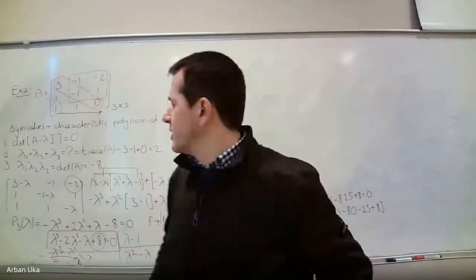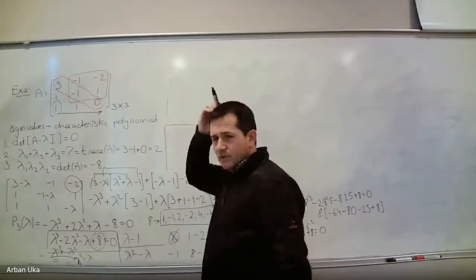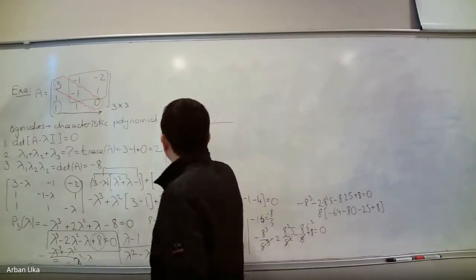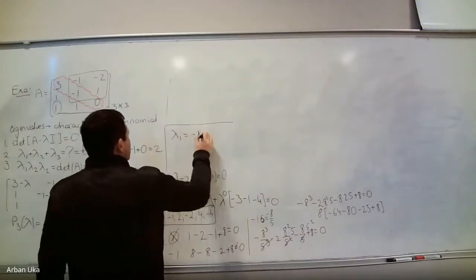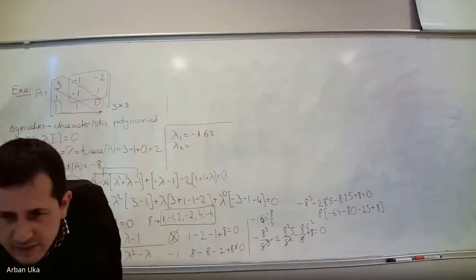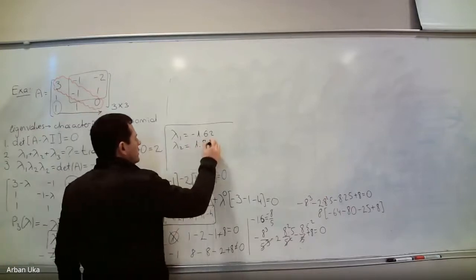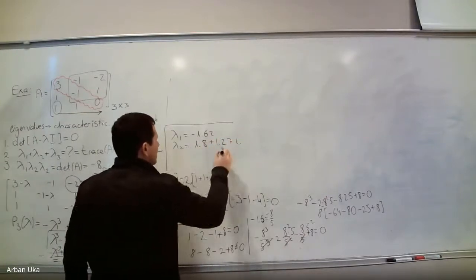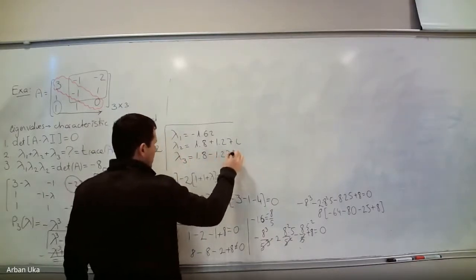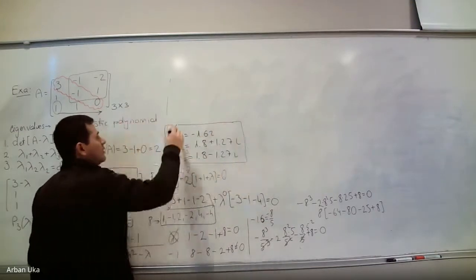So it looks like for this specific problem, where the solution is not easily obtainable using an analytical approach, one of the eigenvalues is minus 1.62. So lambda 1 is minus 1.62. Lambda 2 is equal to 1.8 plus 1.27i, and lambda 3 is 1.8 minus 1.27i. So lambda 3 is equal to the complex conjugate of lambda 2.